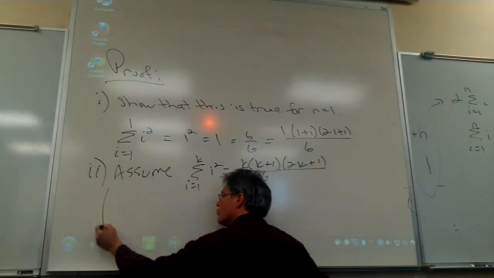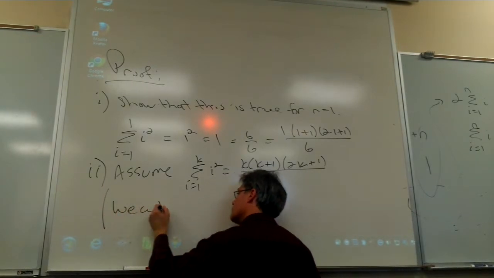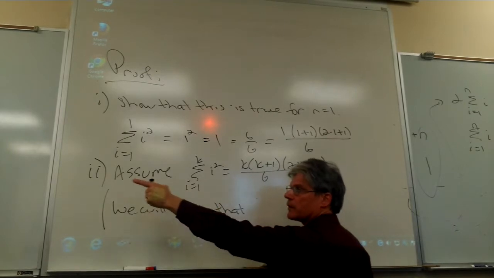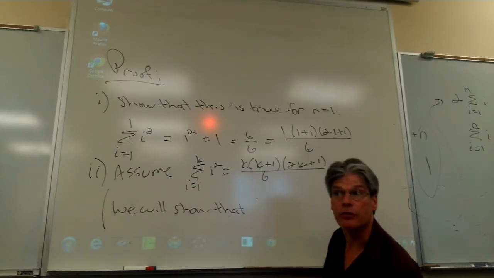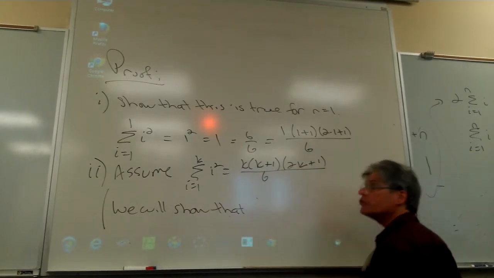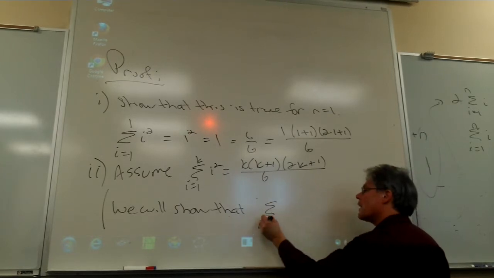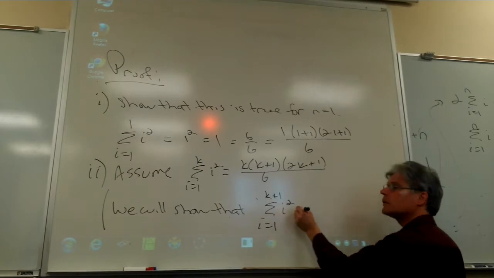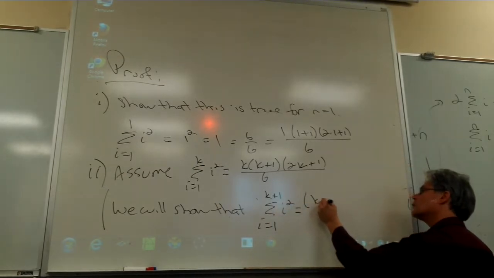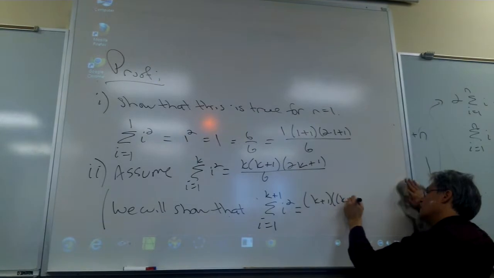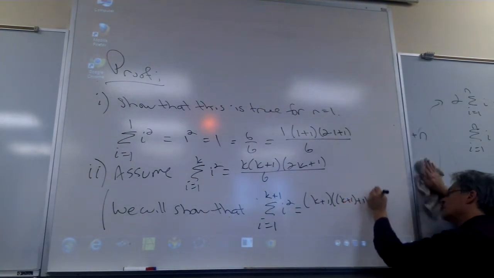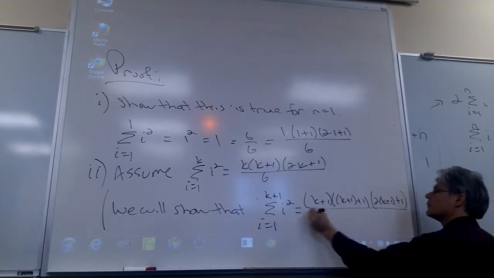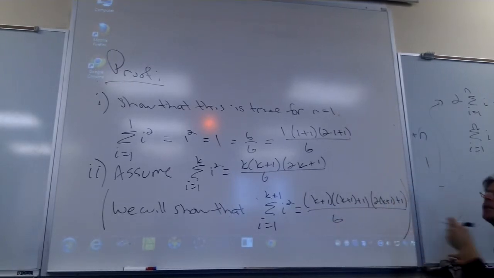I'm going to show you that this particular statement in terms of n is true for the next integer, which is k plus 1. We will show that the sum as i ranges from 1 to the next integer, k plus 1, of i squared, is equal to k plus 1 times k plus 1 plus 1 times 2 times k plus 1 plus 1, all over 6. I'm putting this in parentheses because that's what I'm going to show.